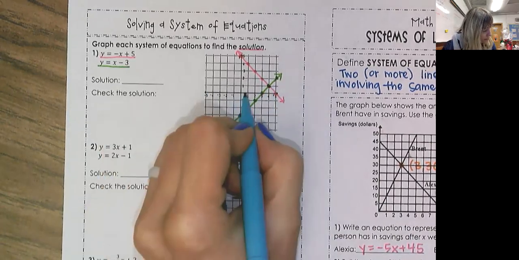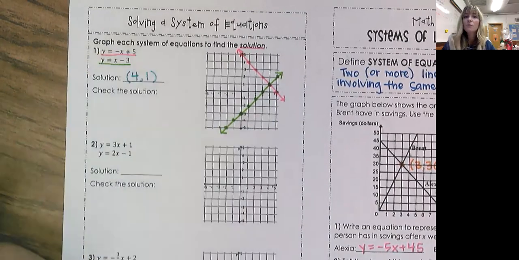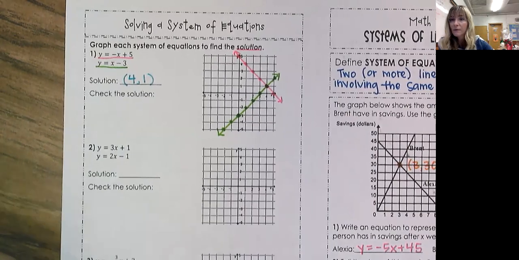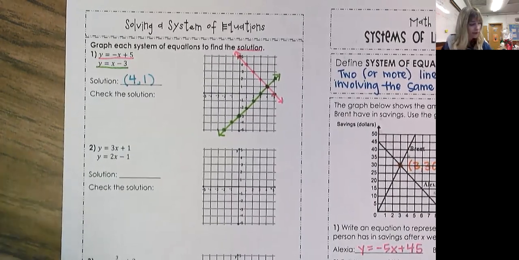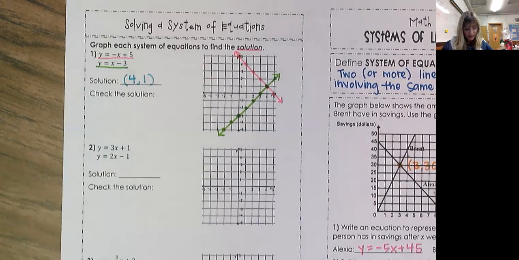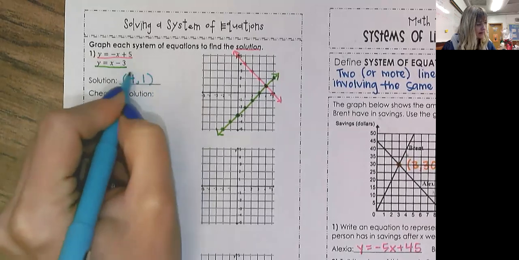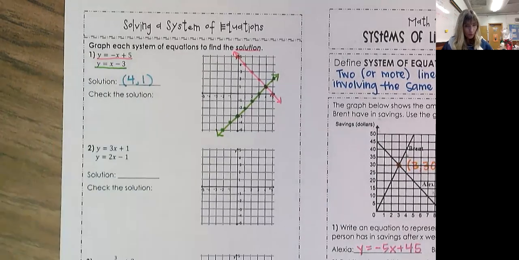So that ordered pair is (4, 1). These solutions are ordered pairs, so please write them as ordered pairs with parentheses around them and a comma in the middle and all that good stuff. (4, 1) is where these lines cross. Now, here is how we check the solution. I'm going to take this ordered pair and I'm going to plug it in to both of these equations, and I'm going to make sure it works for both.